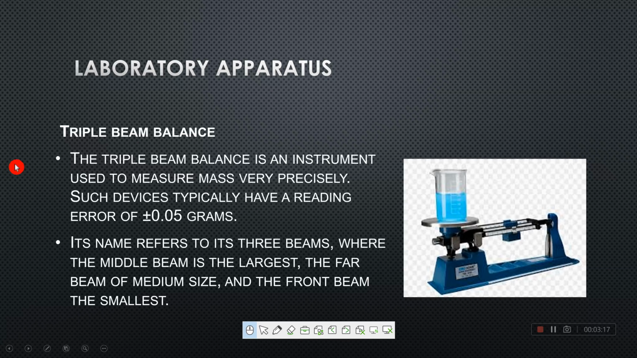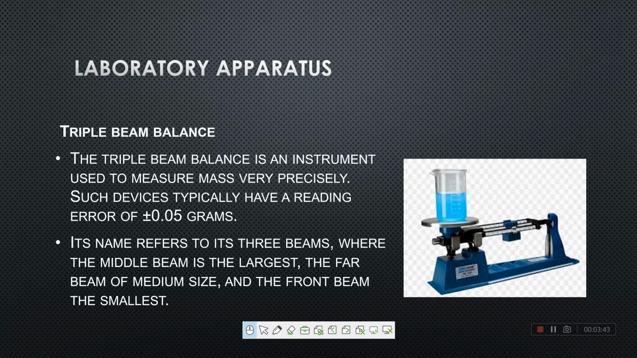Alright. Now talking about the triple beam balance. The triple beam balance is an instrument which is used to measure mass very precisely. Alright. It is very precise. It can give an error of only plus minus 0.05 gram, because it is very precise and accurate.